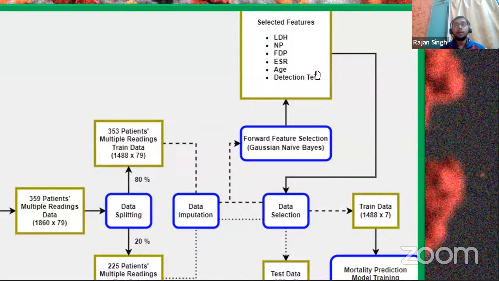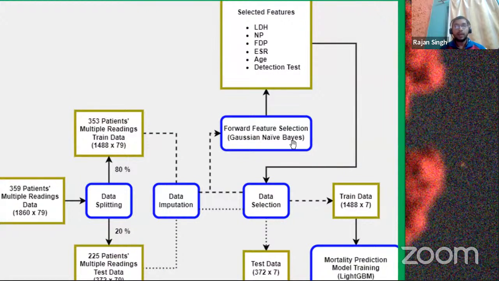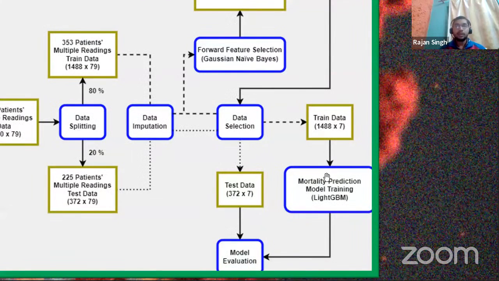Out of these, 2 were prefixed. So then we selected these features from the data, and then we selected the data for train and test, and then we developed LightGBM as a mortality prediction model, which we then evaluated.